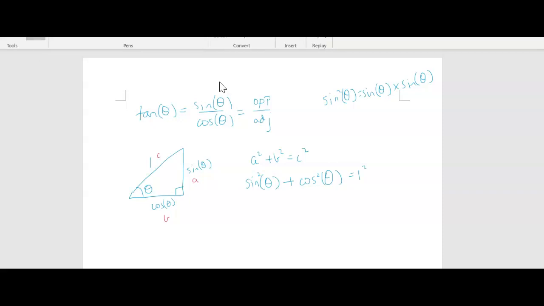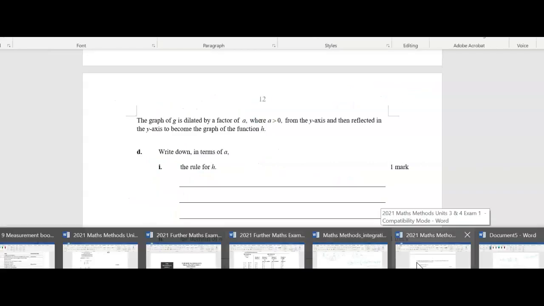So if you do need it, sine squared theta plus cos squared theta equals 1. Now there are other trig identities. If you're interested, you can do a quick Google search, but I don't think they're on the course and you don't need to know them. All right, let's get back to our questions.